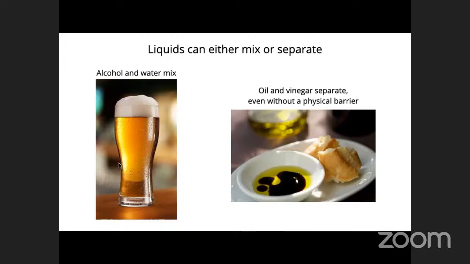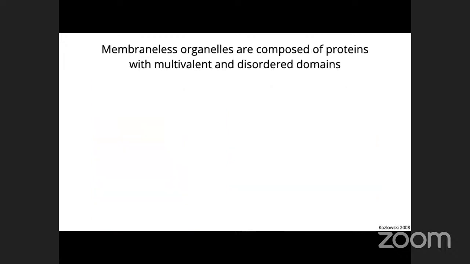And so we can have liquid matter that is both homogeneous, like when there was no stress, and that can separate, like when there was stress. This was a conceptual model to start to think about what these membraneless organelles are doing in cells. Okay, the other thing, I'm going to get a little bit technical here. Hopefully, I won't lose you.